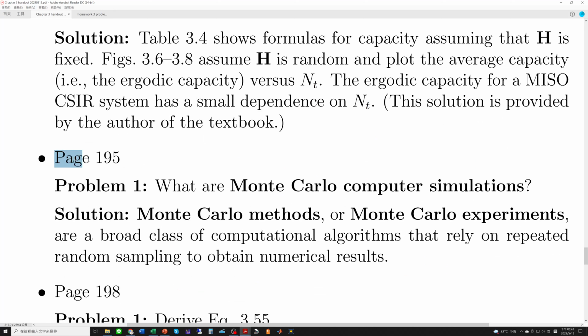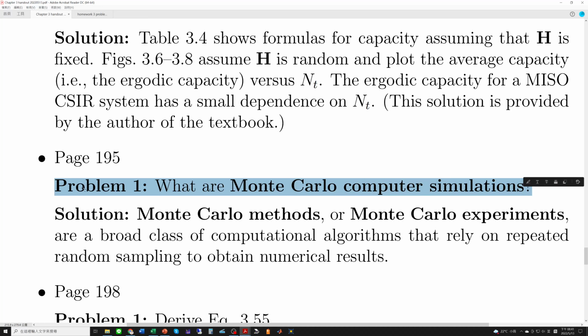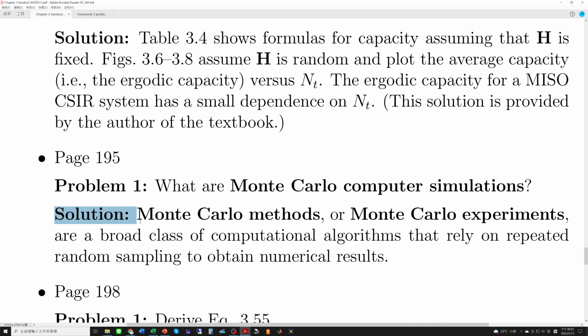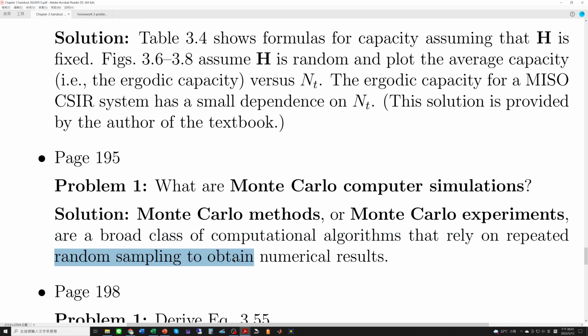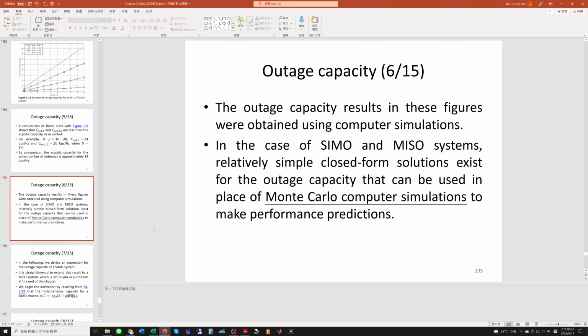Page 195, problem 1. What are Monte Carlo computer simulations? Solution: Monte Carlo methods or Monte Carlo experiments are a broad class of computational algorithms that rely on repeated random sampling to obtain numerical results. Let us go back to the slides.